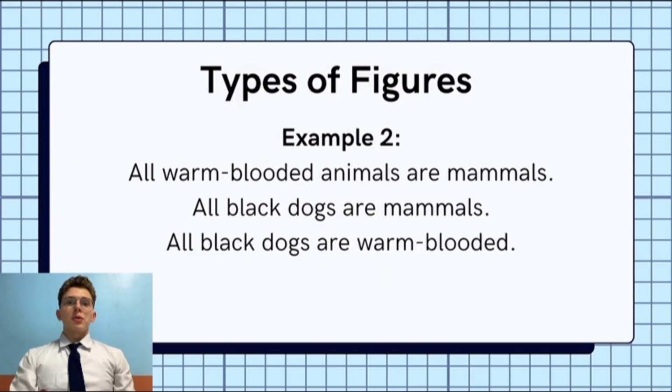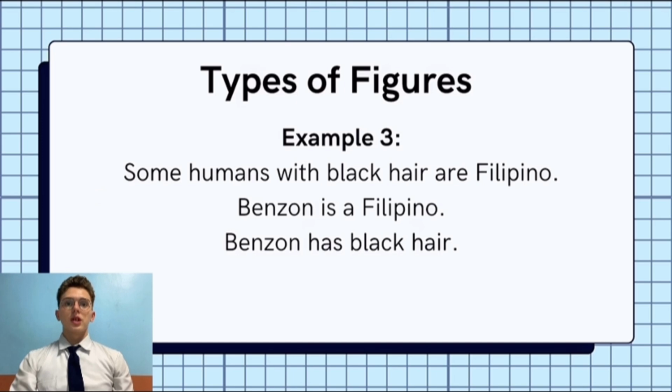In the second example, the middle term is also mammals. In the first premise, it appears on the right, and in the second premise, it is still on the right. Therefore, it is a figure 2 argument. Example 3. Some humans with black hair are Filipino. Benzon is a Filipino. Benzon has black hair. In this argument, the middle term is Filipino. It appears on the right in both premises, hence it belongs to figure 2.